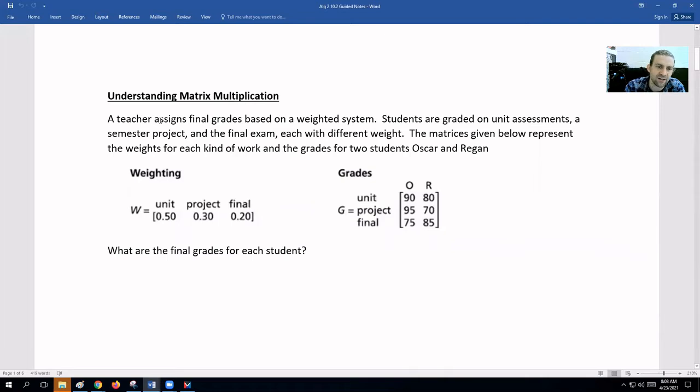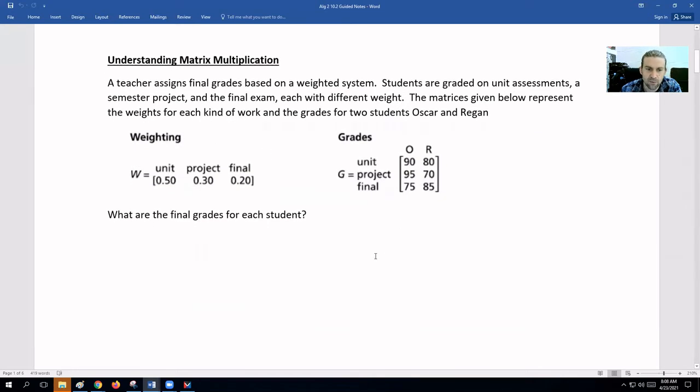So a teacher assigns final grades based on a weighted system. The students are graded on unit assessments, a semester project, and a final exam, which each weigh differently. So the matrix below represents the weight for each kind of work and the grades of the two students. What is the final grade for each student? So we can see here is the weight matrix, where the unit grades are 50%, the project grade is 30%, and the final grade is 20%.